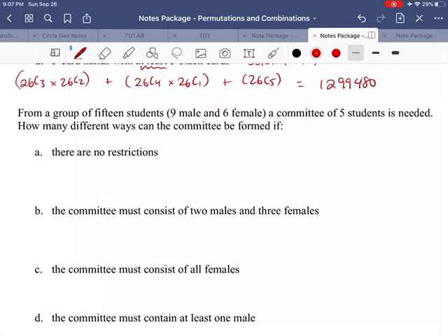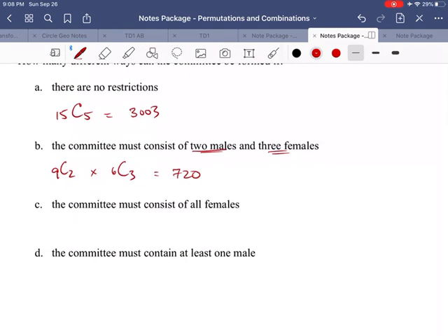So from a group of 15 students, a committee of 5 students is needed. There are no restrictions, so we're just going to use the 15 kids, and we're picking 5 of them. So there's 3,003 possible committees. If it must consist of exactly 2 males and 3 females, there's 9 males, so we're choosing 2 of them, and we're multiplying that by choosing 3 from the 6 females. So there's 720 different ways. And if the committee must consist of all females, well, we're choosing 5 from the 6, so there's 6 different committees.